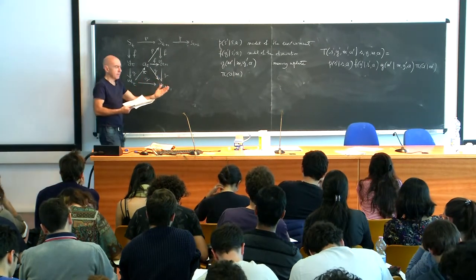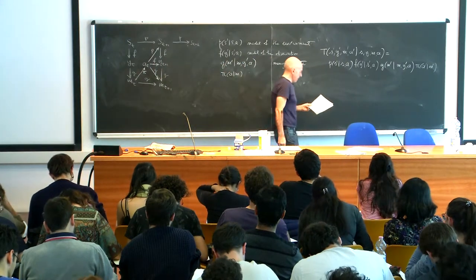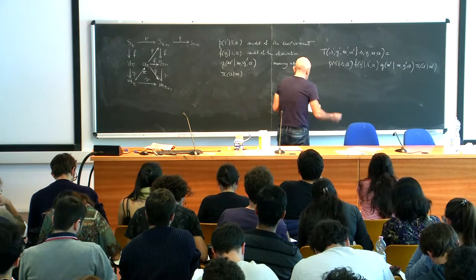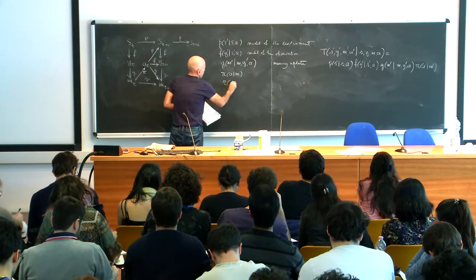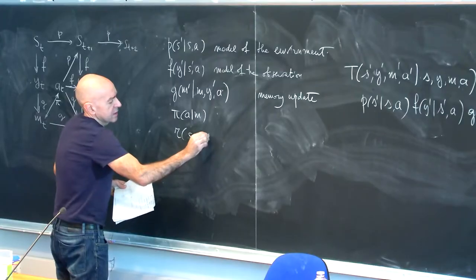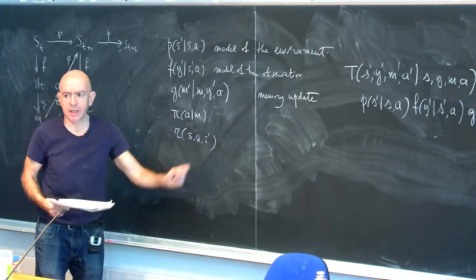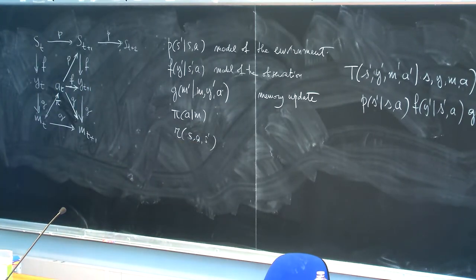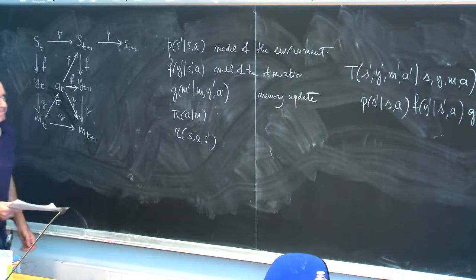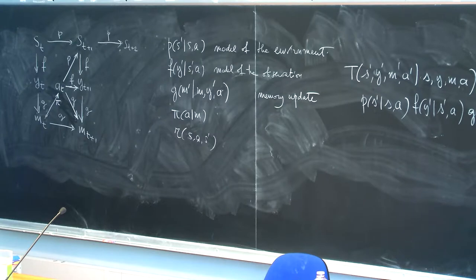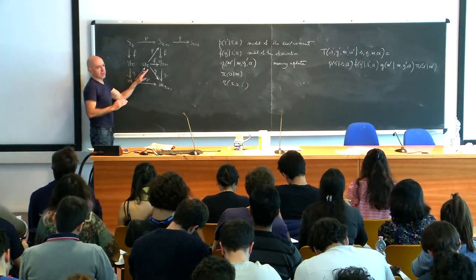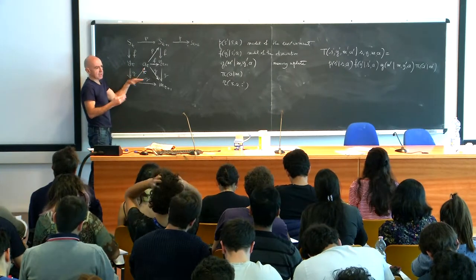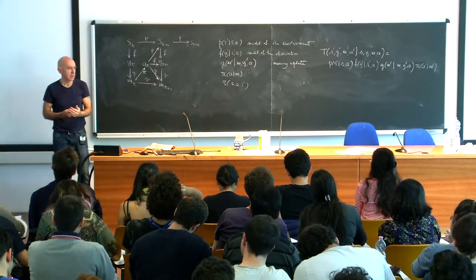And last thing, of course, we have the rewards, which, as usual, are issued depending on the triplet state, action, and state prime. So the question is always the same. Can I find the optimal policy pi, which maximizes my cumulative discounted sum of rewards?